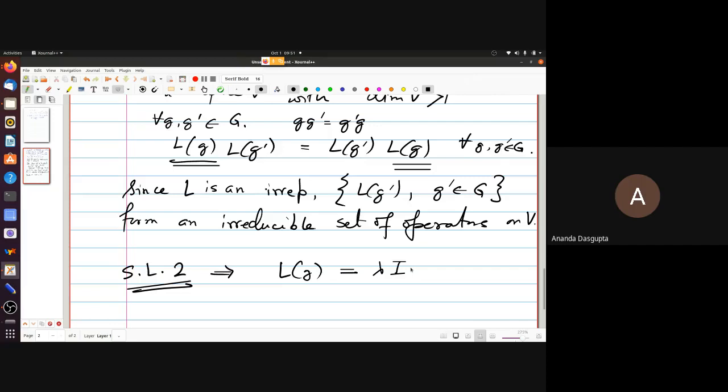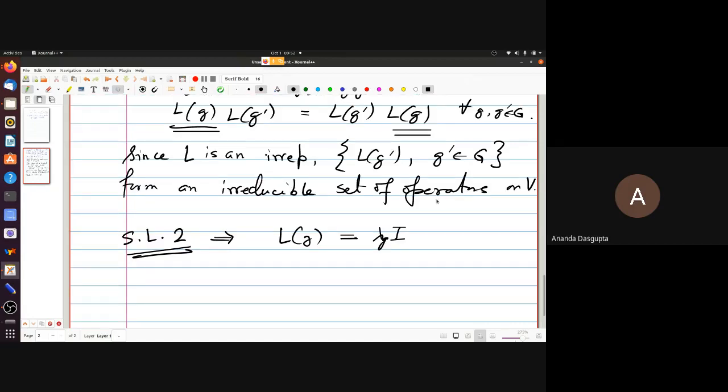Any operator which commutes with every one of a set of irreducible operators has to be a multiple of the identity. So LG has to be lambda I. And lambda of course could very well depend on G. But is this true for a specific G? Of course not. This works for all the G's, for all G belonging to capital G. Okay? Is this okay with everybody? I'm waiting for a response because I'm not sure whether I'm getting through. Yes. Okay.